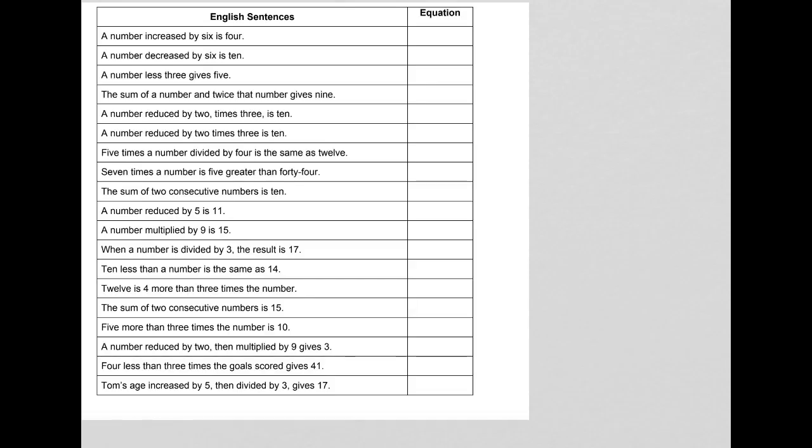Next one, we're going to change the sentences into mathematical equations. So first of all, we're going to say let n represent a number. So when you say a number increased by 6, that means n plus 6 equals 4. Next sentence, a number decreased by 6, that means n subtract 6 is 10. A number less 3, n subtract 3 gives, means equals 5.